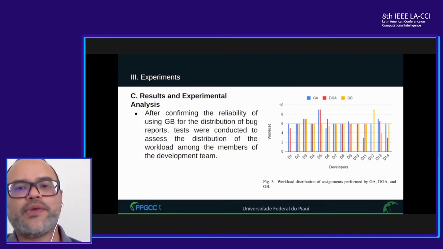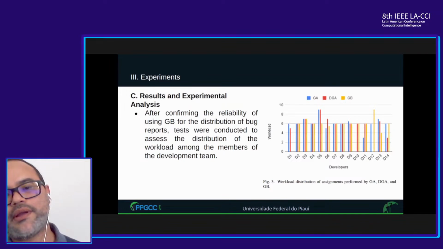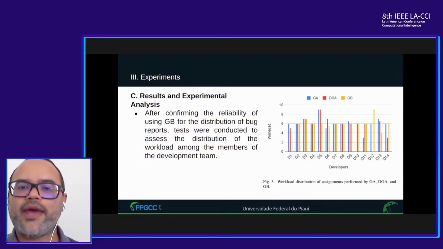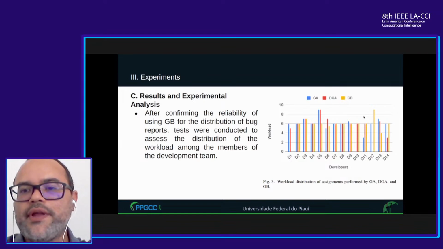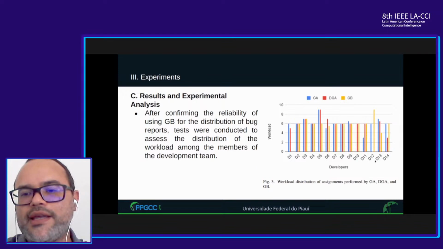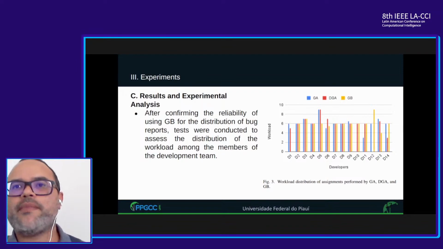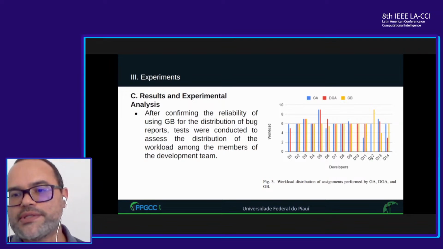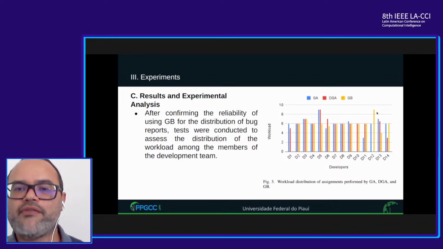After confirming that we can use Godeball, we now use this algorithm in our approach, and we compare these results with the results from the genetic and the distributed genetic algorithm. As you can see in this figure, Godeball, in this color, has got the workload so balanced, except for one case, the developer well, but it happened because in this case one bug reporter was measured with a great value. So this developer was associated with this unique reporter and got the big value. But in the other cases, it was so balanced and so close.